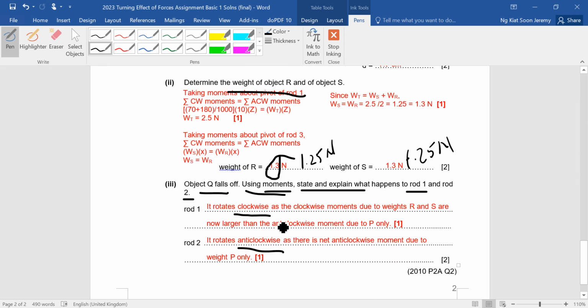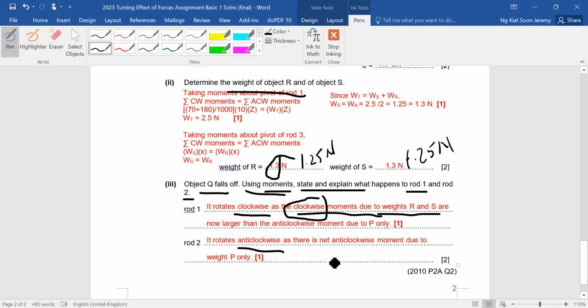Alright, so rod 1 rotates clockwise, because of the moment due to the weights R and S. Do not compare the forces. Remember that in this case we are talking about moments. There is a greater moment from R and S than there is a moment from P, because initially P had the support of Q. So now with Q gone, R and S clearly give a bigger moment than the moment due to P only, and therefore the clockwise aspect wins.